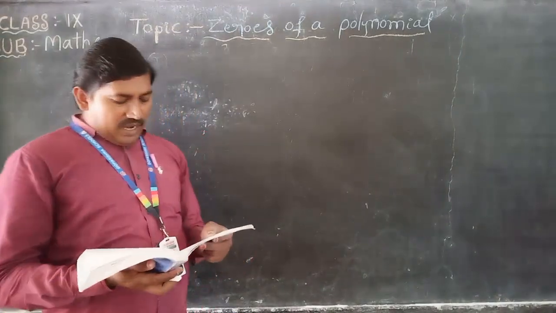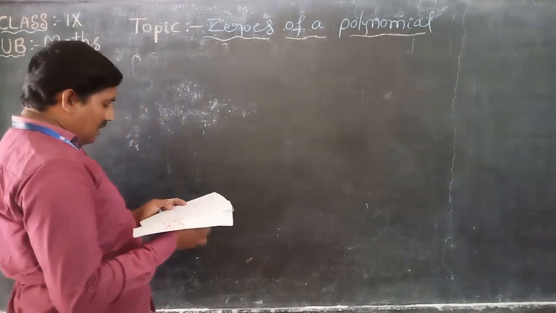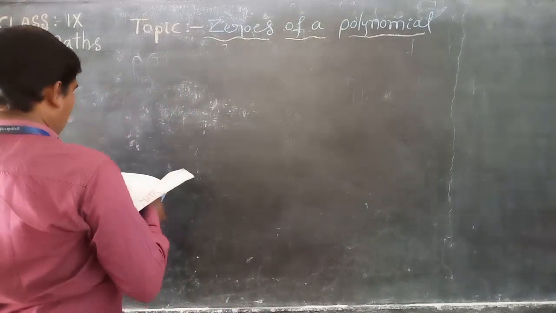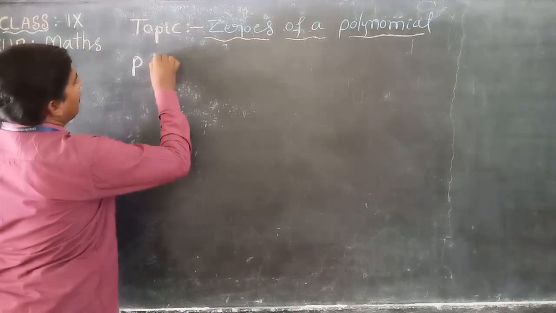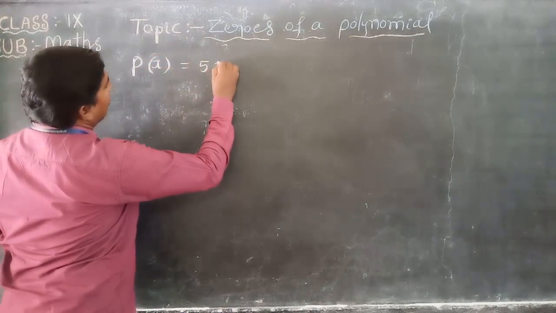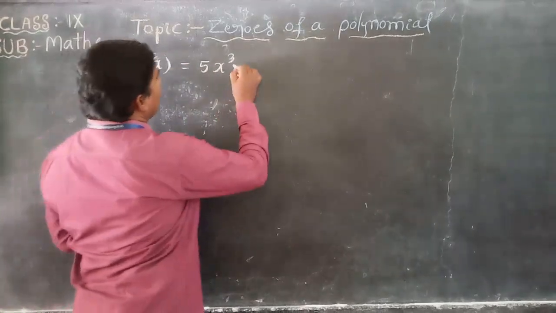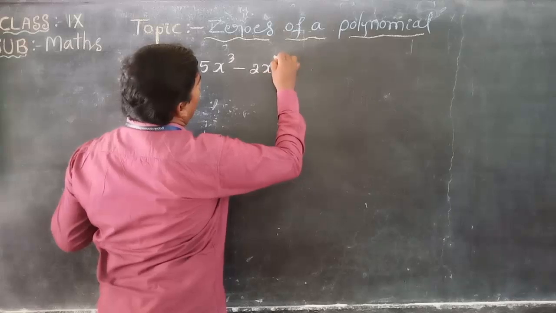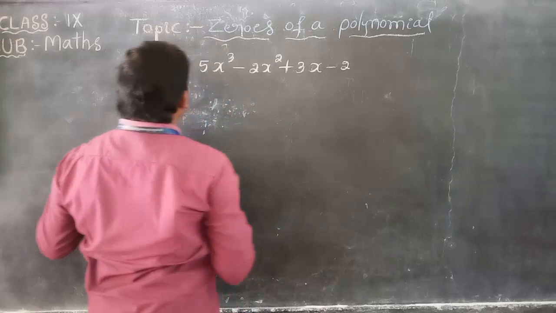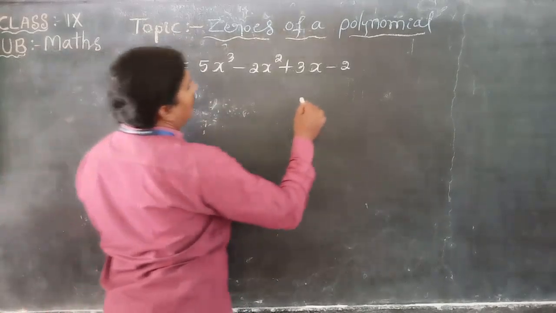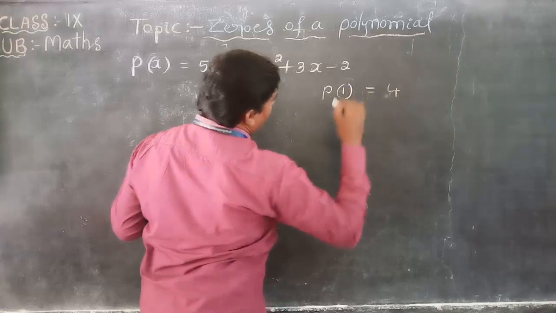So, for example, take p of x equal to 5x cube minus 2x square plus 3x minus 2. In the place of x, we have just done one substitution. p of 1 is equal to 4, that is what came for us.